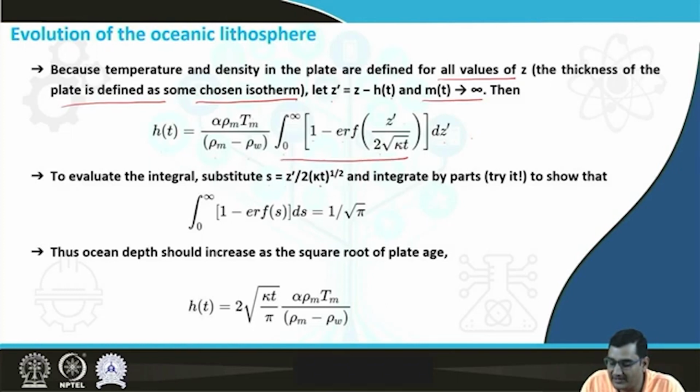To evaluate the integral, we can substitute z dash by 2 root kappa t as s, and then integrate it by parts. We will find that the integral from 0 to infinity of 1 minus error function of s ds is equal to 1 by root pi. So this entire value will be replaced by 1 by root pi. So we can find the ocean depth here. This ocean depth is equal to 2 root (kappa t by pi) times alpha rho m Tm by (rho m minus rho w). So you can see the ocean depth can be found using this formula.